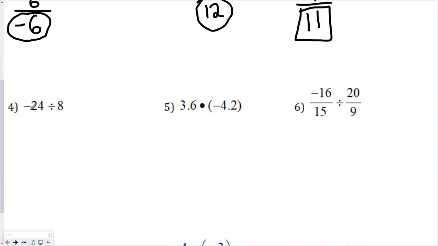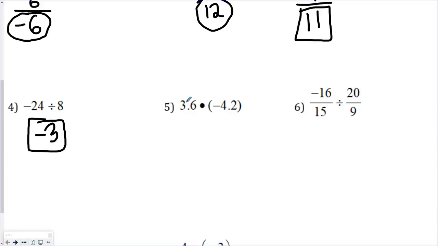On the next one here, negative 24 divided by 8. Well, 24 divided by 8, that's just going to be 3. In this case, the signs disagree, right? We have a negative sign and a positive sign, so they disagree. So my answer is going to be a negative 3 because the signs disagree. So the division just behaves as normal. It's just the signage that you have to worry about.